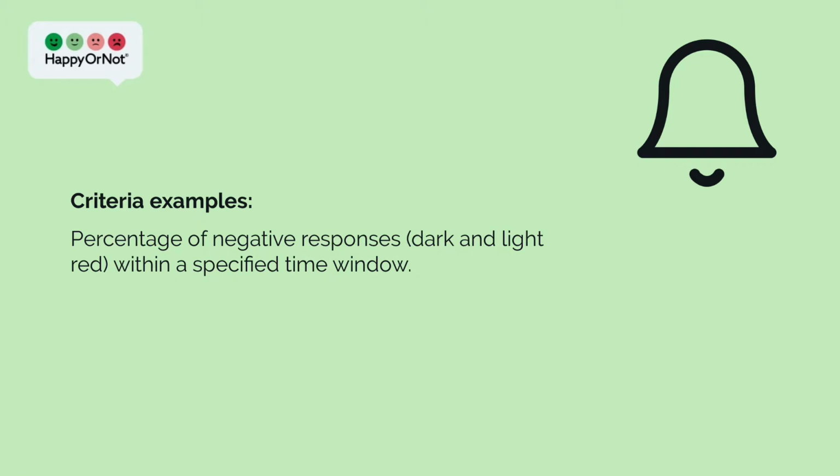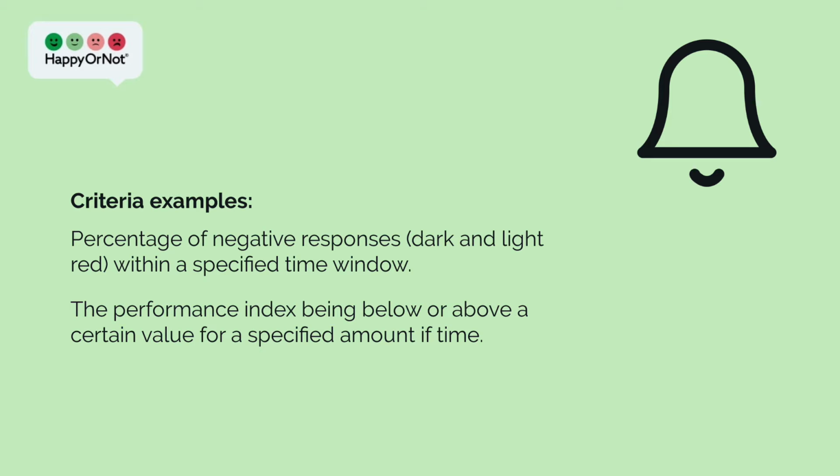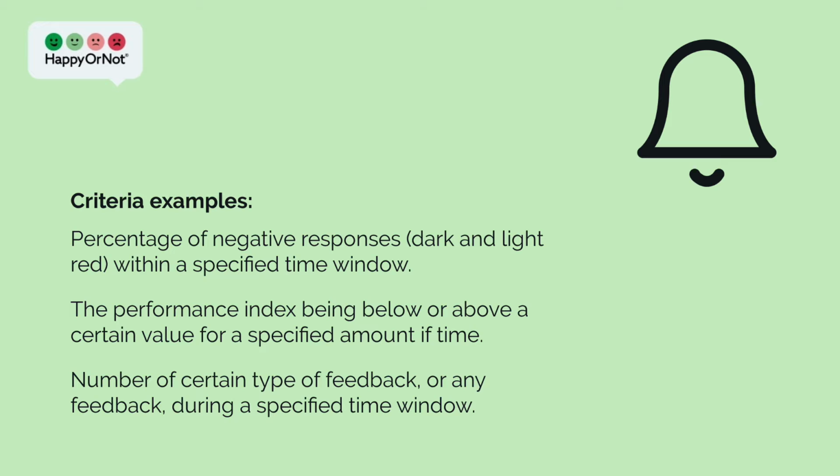The criteria can be, for example, percentage of negative responses within a specified time window, the performance index being below or above a certain value for a specified amount of time, number of certain type of feedback or any feedback during a specified time window.